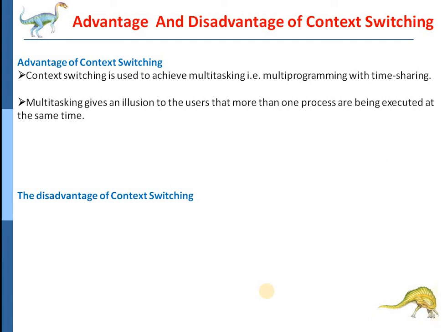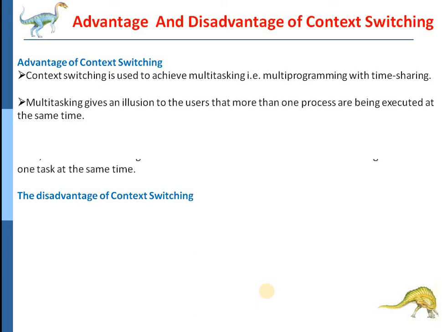Next, multitasking gives an illusion to the user that more than one process is being executed at the same time. Multitasking is a logical extension of multiprogramming. It means that in multiprogramming, more than one program is being executed at the same time, and in multitasking, more than one task or unit of the program is being executed. So the user can execute more than one process at the same time.